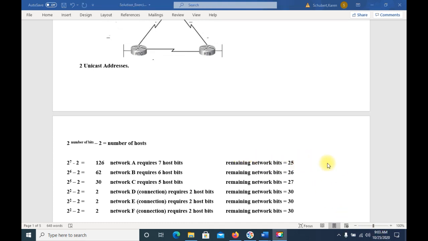We will note now that we have 25 network bits remaining for network A, 26 network bits remaining for network B, 27 network bits remaining for network C, and 30 network bits for networks D, E, and F. There are 32 bits in an IPv4 address. Since we use 7 host bits, we subtract that from 32, and that gives us then 25 network bits. And of course for network B, we have 6 host bits, we subtract that from 32, which gives us 26 network bits, and so forth.